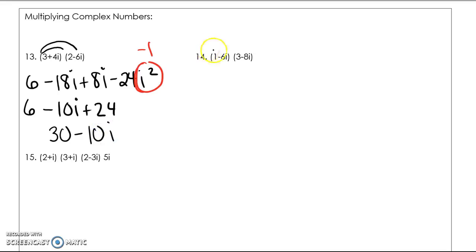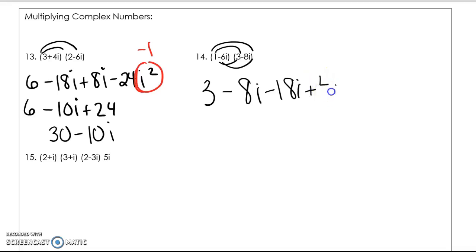The next part, I'm going to do the same thing. I'm going to multiply my values. So I'm going to get 3, and then it's going to be a minus 8i. Then it's going to be a minus 18i. And then it's going to be a plus 48i squared.